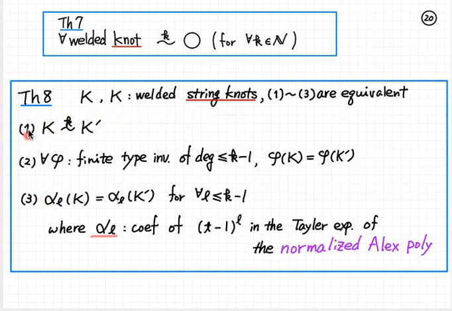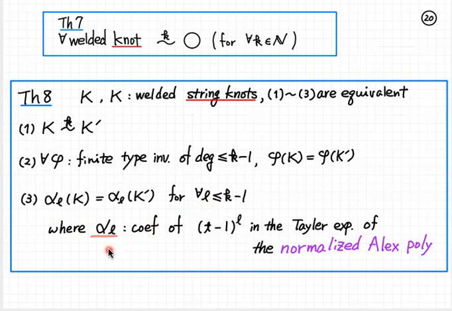First, the assertion is K and K prime are WK equivalent. The second one is that for any finite type invariant of degree at most k minus one, the values of the invariant of them are equal. And the third one: let alpha L be the coefficient of t minus 1 to the power L in the Taylor expansion of the non-normalized Alexander polynomial, then the values of alpha L of K and K prime are the same for any L at most k minus 1.